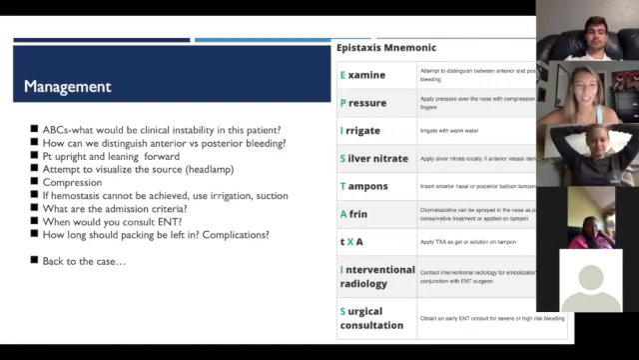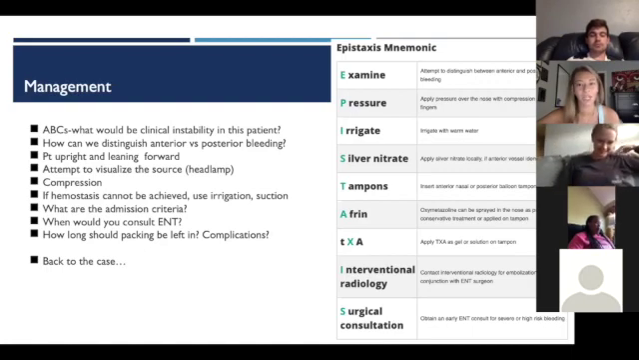Yeah, so that's the main thing I wanted y'all to get out of this. If you don't remember anything else, you can remember this mnemonic, and it will help you in the ED. Try to remember what you can do as far as treatment for your epistaxis patients.